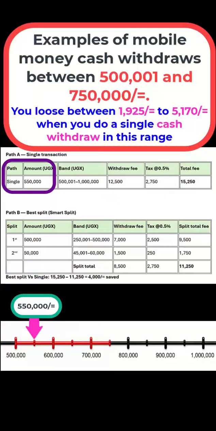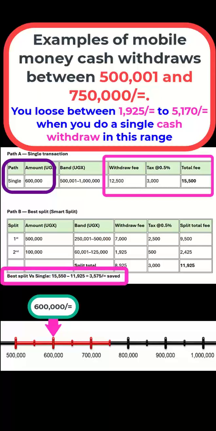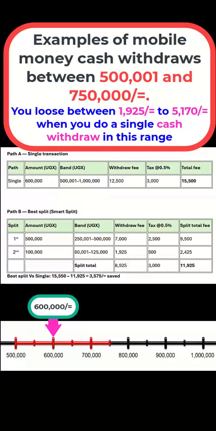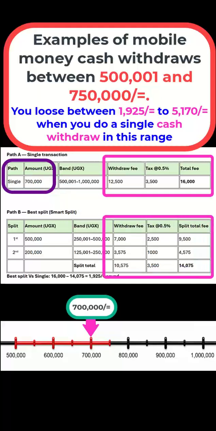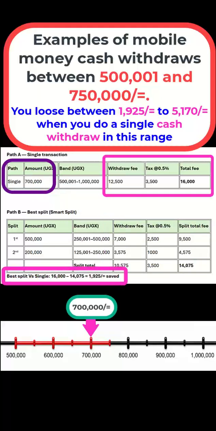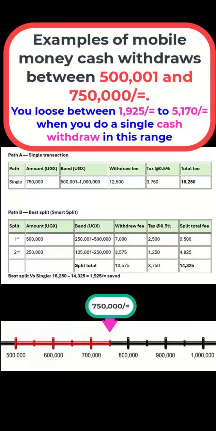Now let's move further along the horizontal scale and try withdrawing 600,000 shillings. A single withdrawal costs 15,500. But when you split it, it saves you 3,575 shillings. Next, let's try 700,000. A single withdrawal costs 16,000 shillings. But when you split it, it costs 14,075, saving you 1,925 shillings.